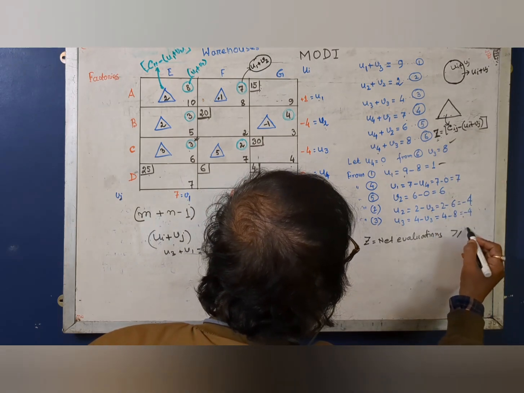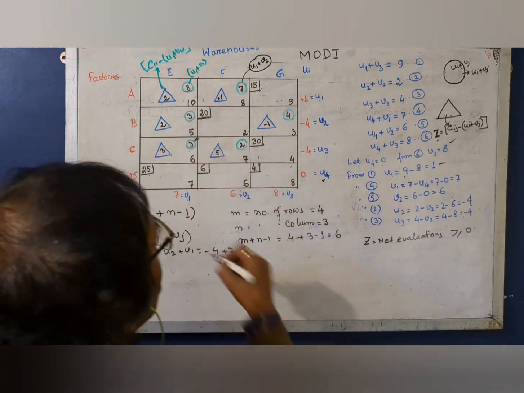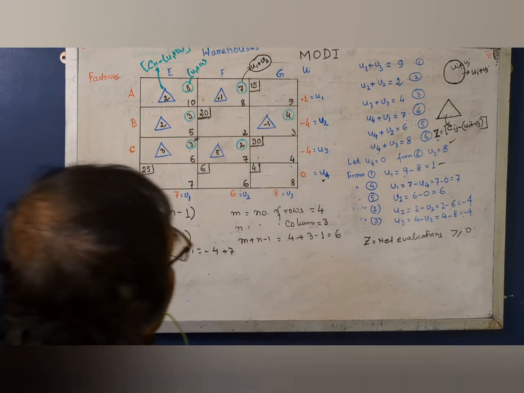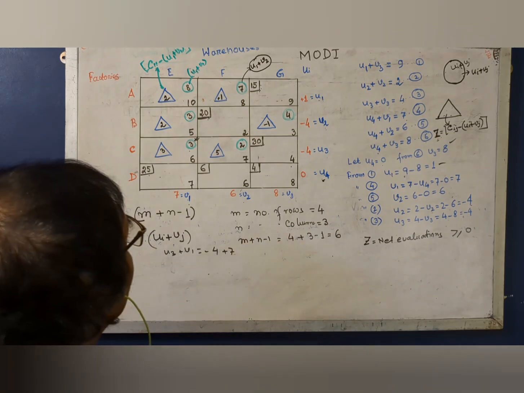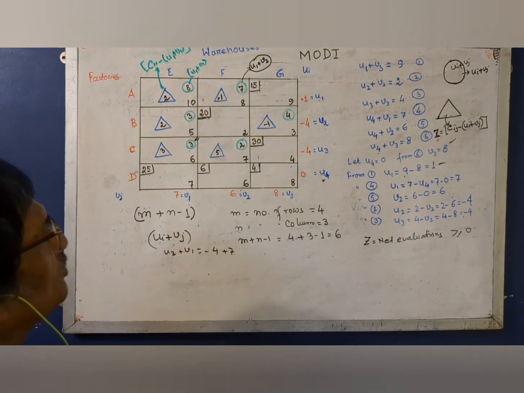If this is greater than or equal to 0 for all the non-basic cells, then we will consider the transportation problem has been solved. That means we have reached the optimum.